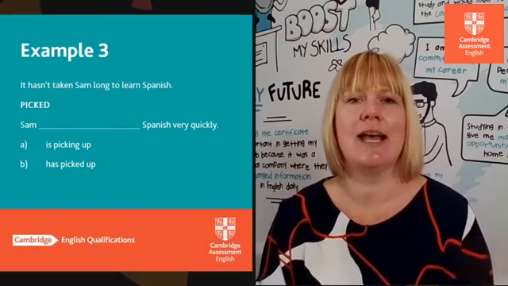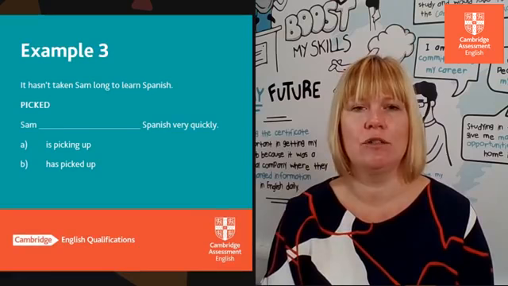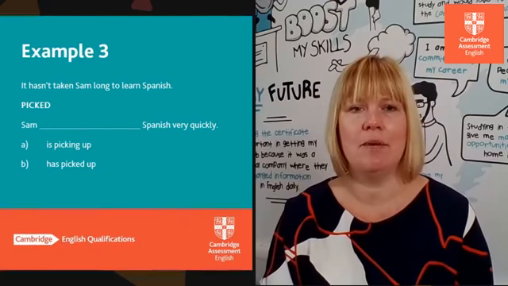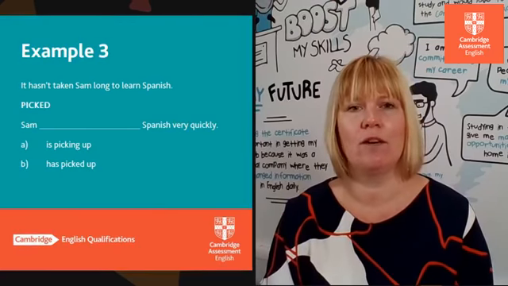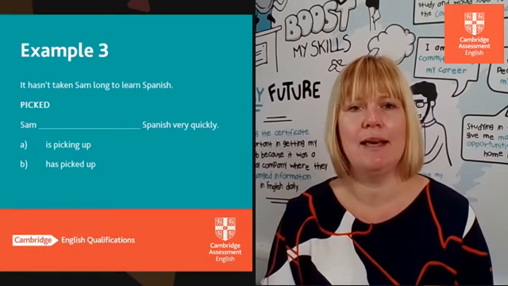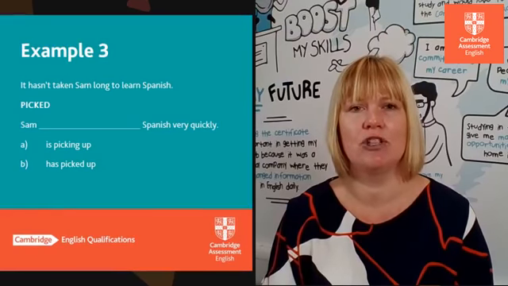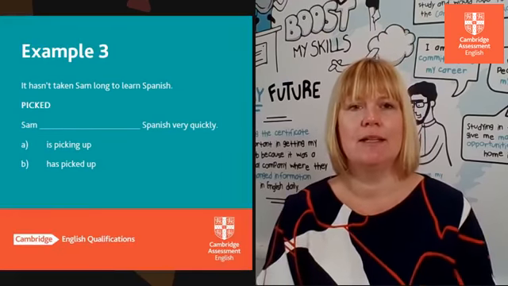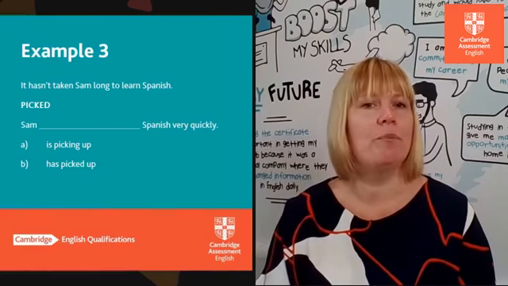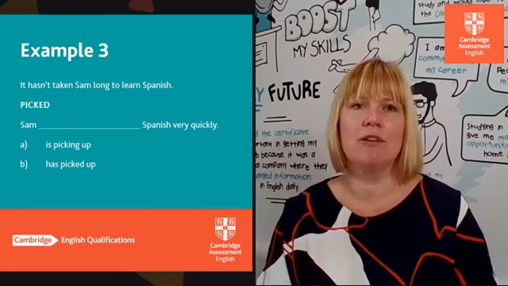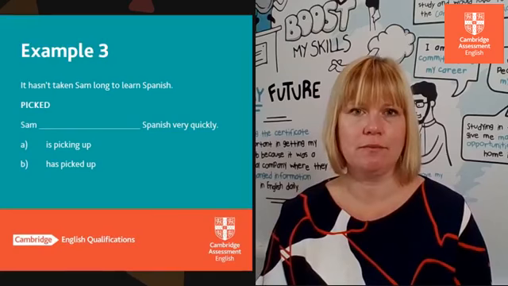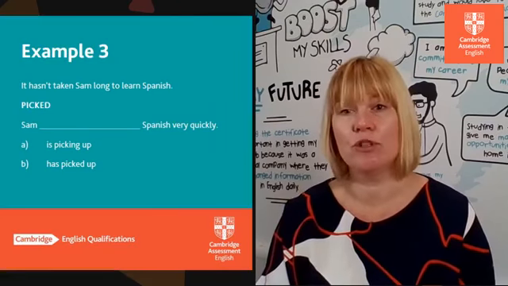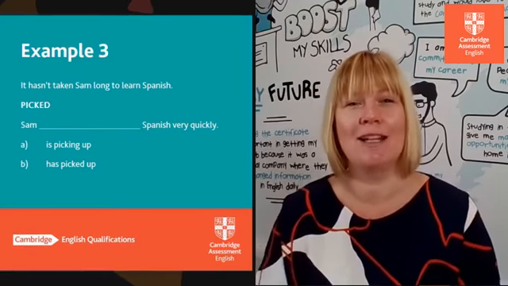It hasn't taken Sam long to learn Spanish. Picked. Sam A is picking up Spanish very quickly, or Sam B has picked up Spanish very quickly. Now, type in A or B. What do you think is the correct option here? Look, I'm nice to you. I'm giving you options. You don't even have to type in the whole answer.